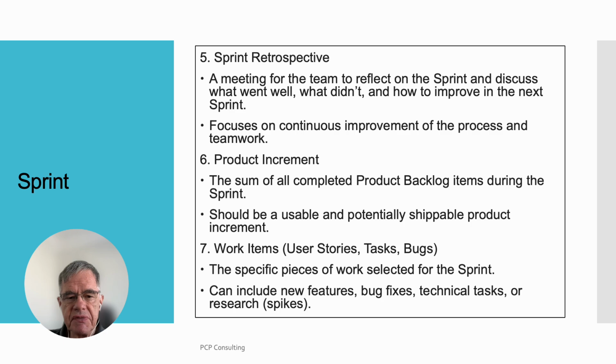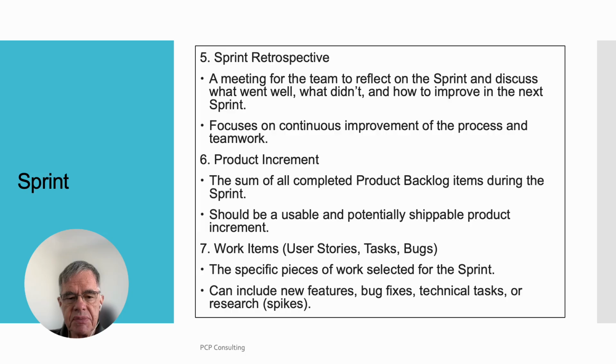Sprint retrospective, a meeting for the team to reflect on the sprint and discuss what went well, what didn't, and how to improve in the next sprint. It focuses on continuous improvement of the process and teamwork. Product increment, the sum of all completed product backlog items during the sprint. Should be a usable and potentially shippable product increment.